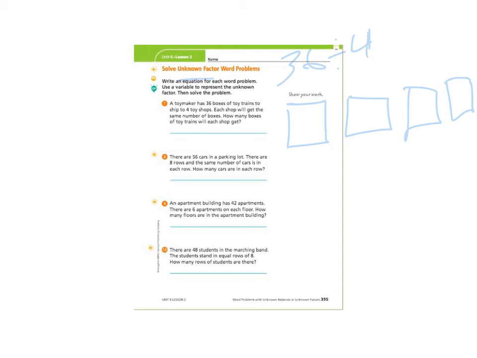But if that's hard, you could just start placing. So let's say you put 5 trains in each store. That's 5, 10, 15, 20. So I know I can't put 5 more because then I would need 40. I only have 36. So let's do 2 more. So now I have 7 going to each store. So that's 5, 10, 15, 20, 22, 24, 26, 28. I'm getting pretty close. So if we go 2 more.